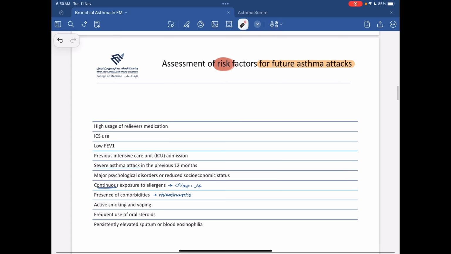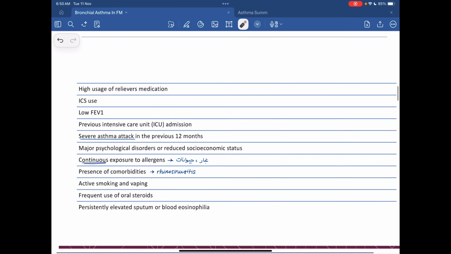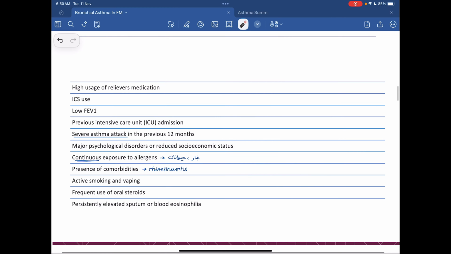طيب هذه أشياء الحين assessment of risk factors for future asthma attacks. هذه أشياء لازم نعلم المريض عنها، إنه ترى ممكن يجيك، ممكن يصير. You need to keep them in mind. نعلم المريض، وفي نفس الوقت we put in mind إذا شفنا هذا الشيء نقول له ترى في احتمال. طيب إذا كان يستخدم ال relievers كثير makes sense، يعني to rely on them.